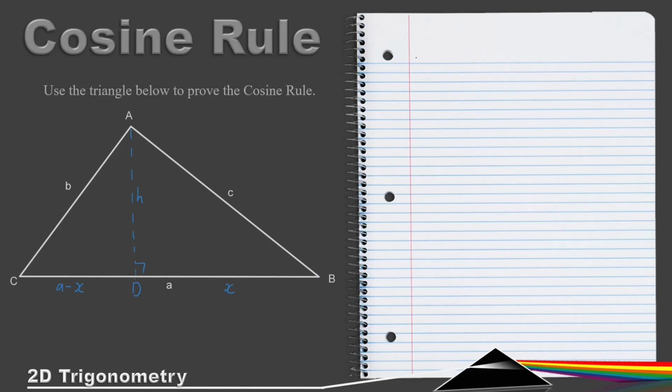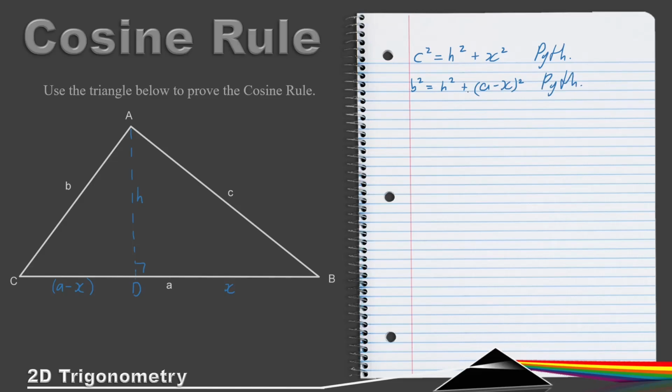Okay, so first of all, let's find Pythagoras of side c. So c squared is going to be h squared plus x squared. Okay, and we can just state that this is Pythagoras. And then we're going to find Pythagoras of side b. So b squared is equal to h squared plus a minus x, so a minus x squared. And again, we have used Pythagoras.